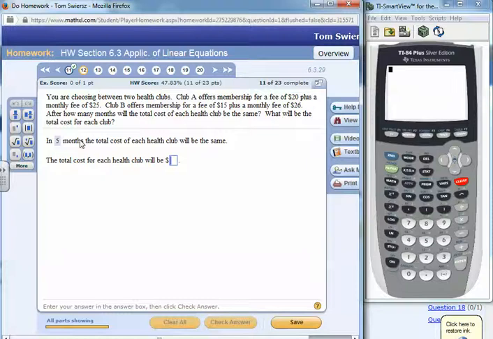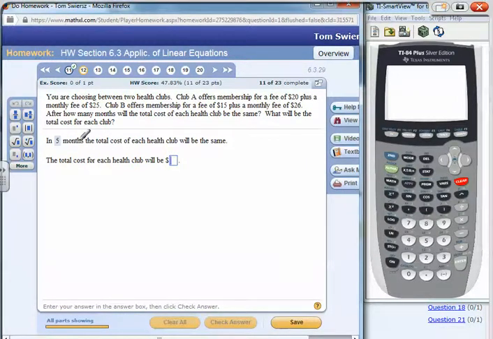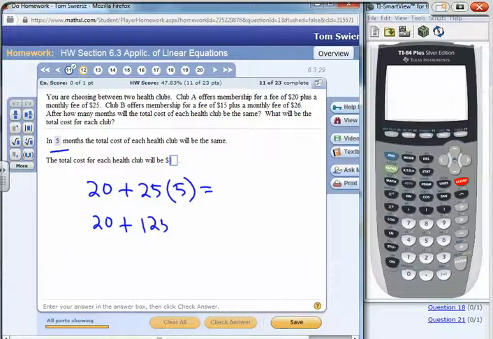And what will the total cost be? You can substitute back into either side's expression. A was what? $20 plus a monthly fee of 25, and we now know it's 5 months, so times 5. So it's going to be 20 plus 25 times 5, which is 125. 20 plus 125, of course, is $145. And you could have done it with Health Club B, and you would get the same exact answer.